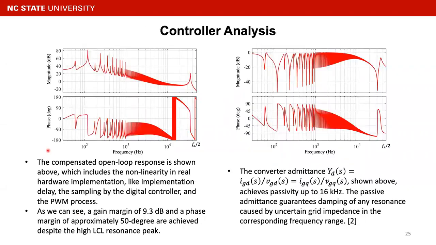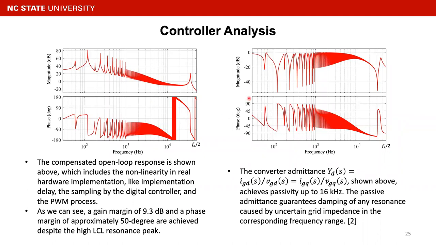Here's the analysis of our controller. On the left, we have the response of our compensated open loop, which includes the nonlinearity in real hardware implementation, like the digital delay, the sampling by the digital controller, and also the PWM process. As you can see, a gain margin of 9.3 dB and a phase margin of approximately 50 degrees are achieved despite the high LCL resonance peak.